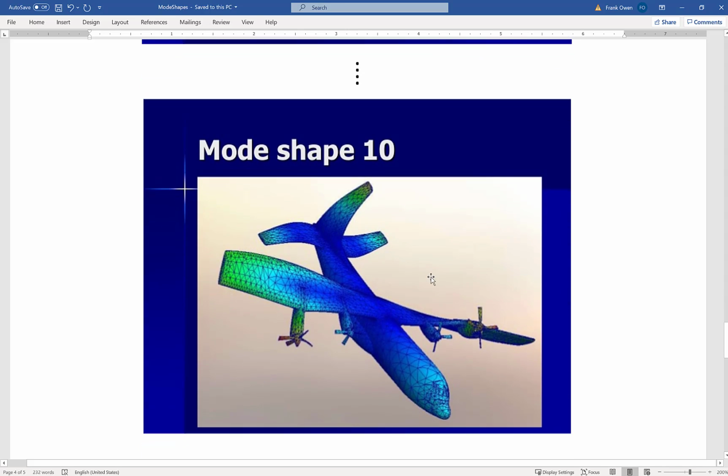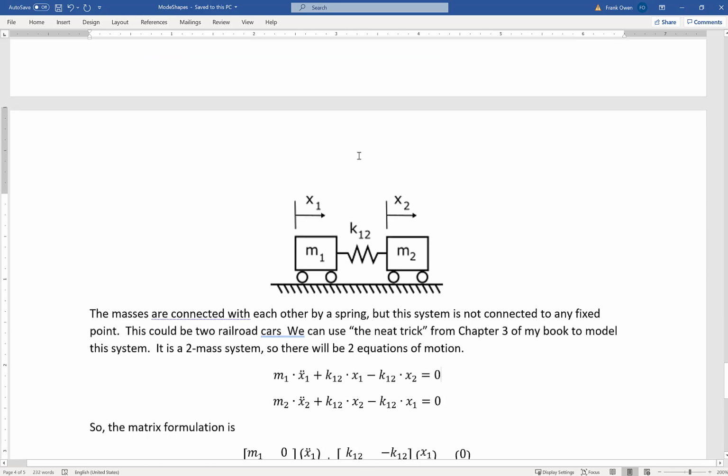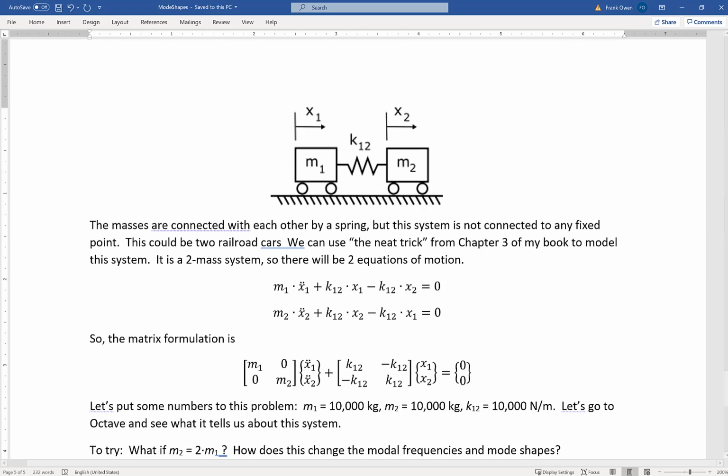Look at this one for mode shape 10. This is a torsional mode for the wings, as you can see. And then you have some weird stuff. This looks like actually the second order cantilever beam here. And then this is a cantilever beam here, the vertical stabilizer. Okay, I'm going to stop here and start over again at this point in just a minute.